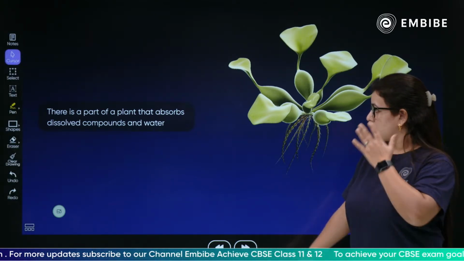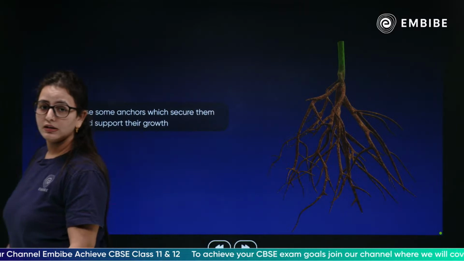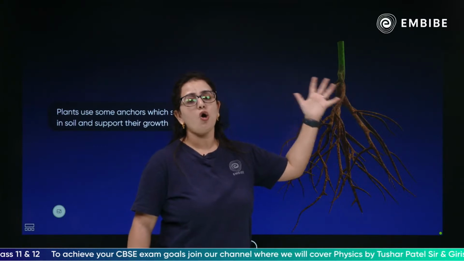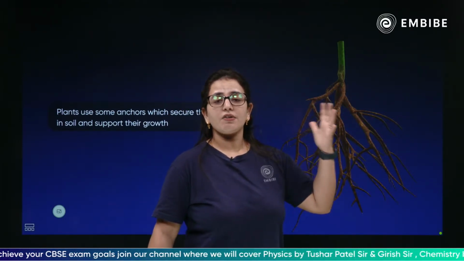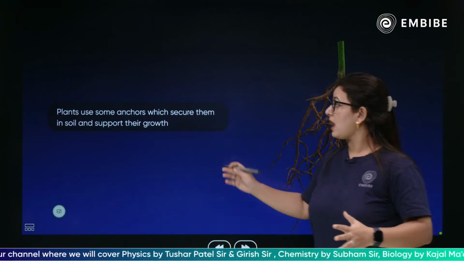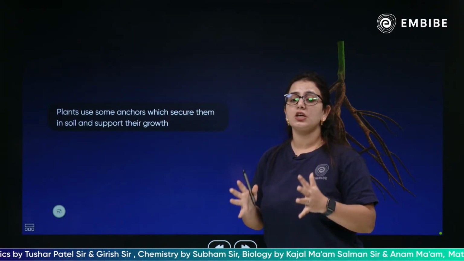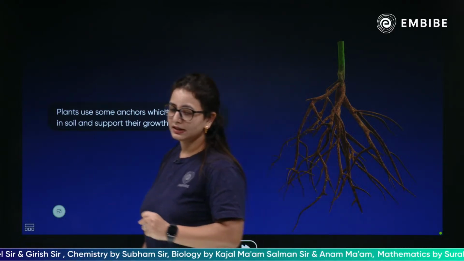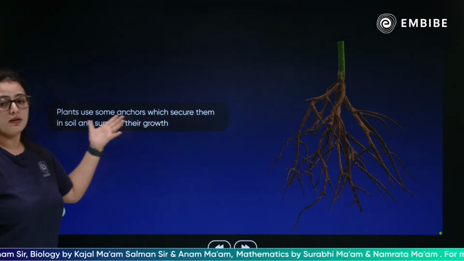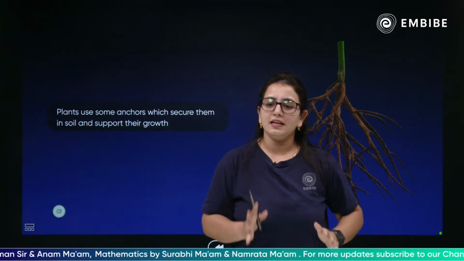and water. Okay, next: plants use some anchors which secure them in soil and support their growth. So children, as you know, we have long trees, and these trees have very long roots which are present inside the soil. So these are also called anchors. They are such anchors which secure the plants in soil and support their growth, and that is what the root is.